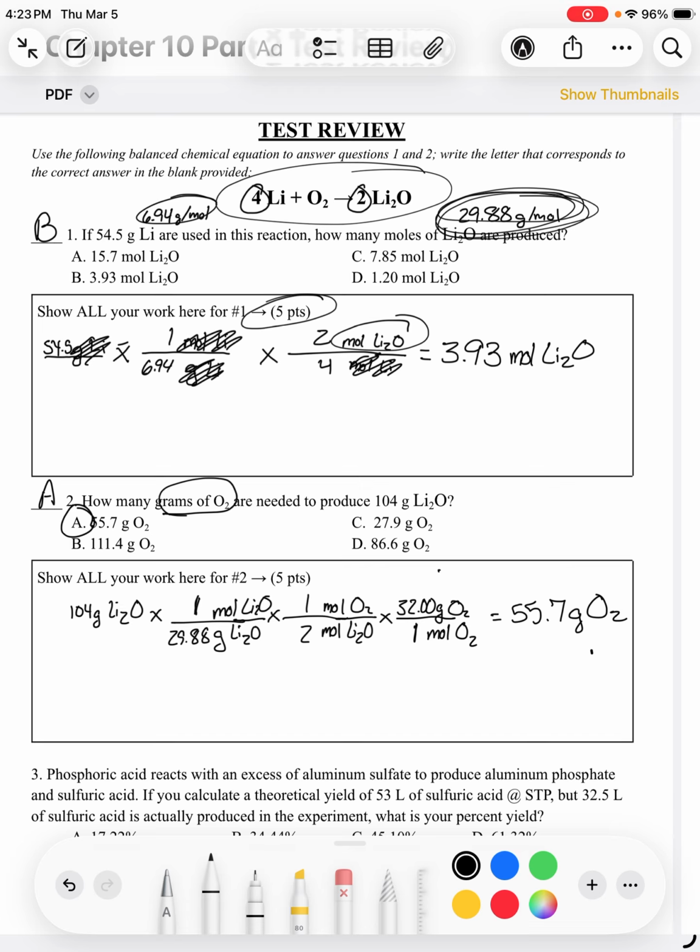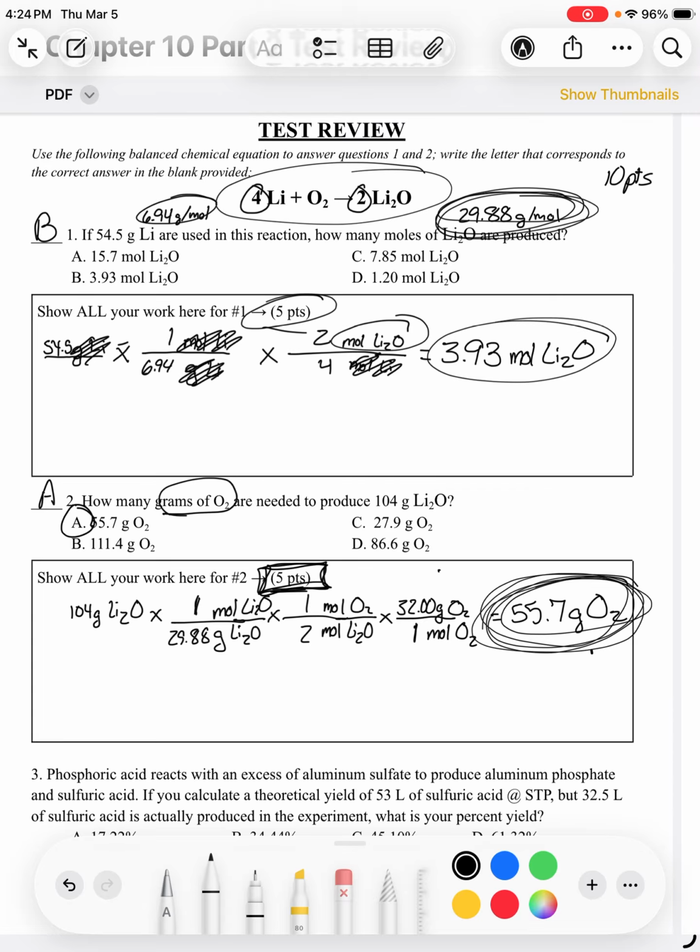Note, you want to show your answer right here to get full credit. If you don't show me your work and if you don't show me your final answer in the process of getting there, I can't give you those 5 points. These 5 points are to make sure that you actually did the problem correctly. Each question is going to be worth 10 points. Every question on multiple choice is 10. The showing your work is 5.